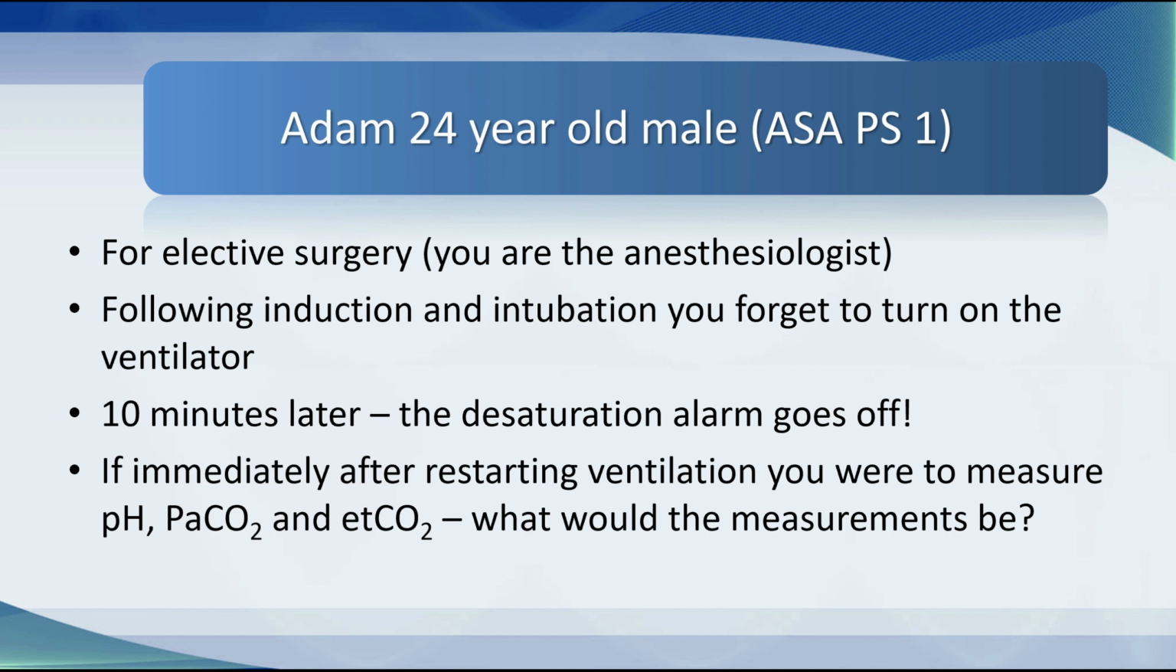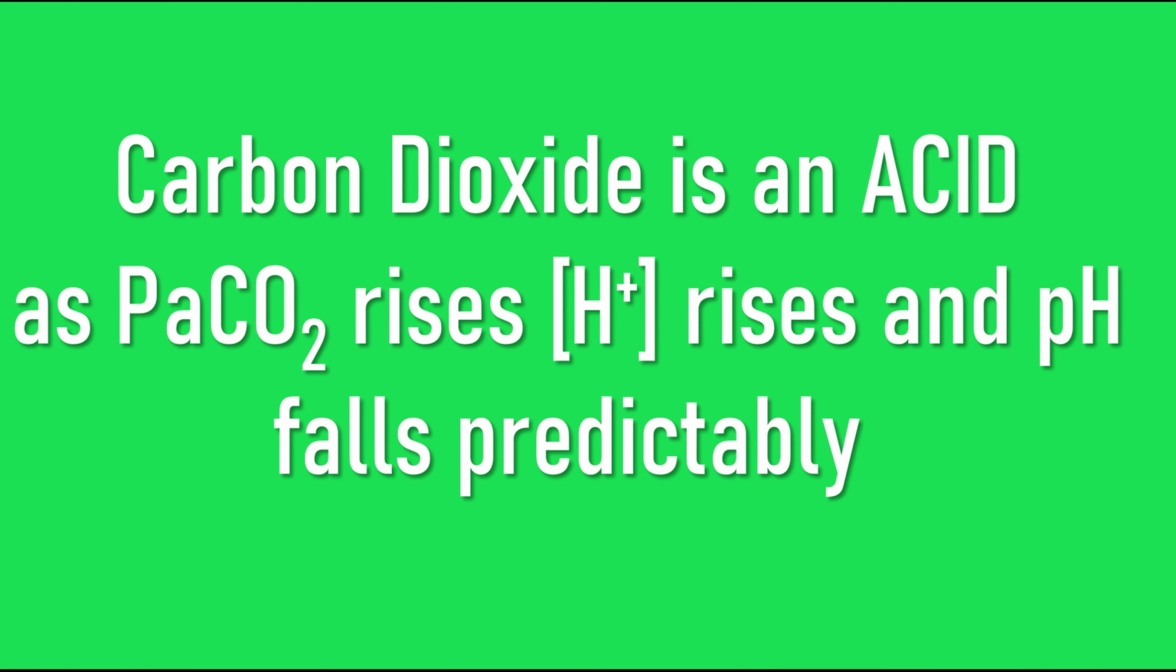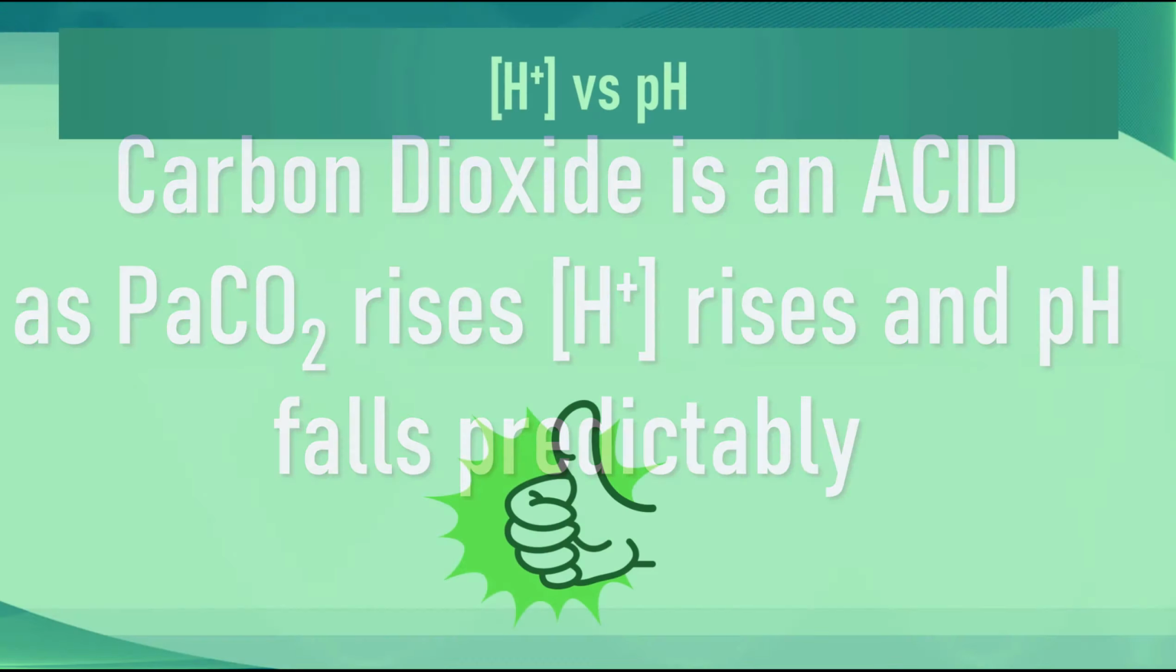Can you figure this out without knowing any other information? Well, let's start with something that should be fairly obvious. Carbon dioxide is an acid, and as the partial pressure of carbon dioxide rises in the blood, so too does the hydrogen ion activity, and the pH of blood falls predictably. And for blood, you can also say extracellular fluid because that's what happens. It diffuses across the extracellular space.